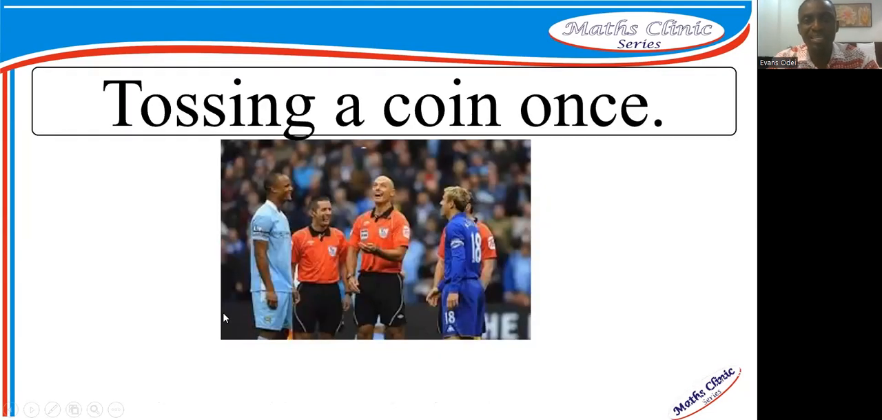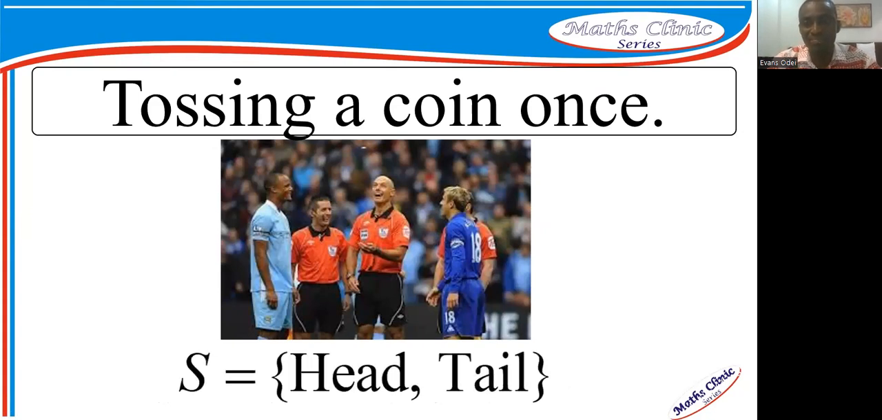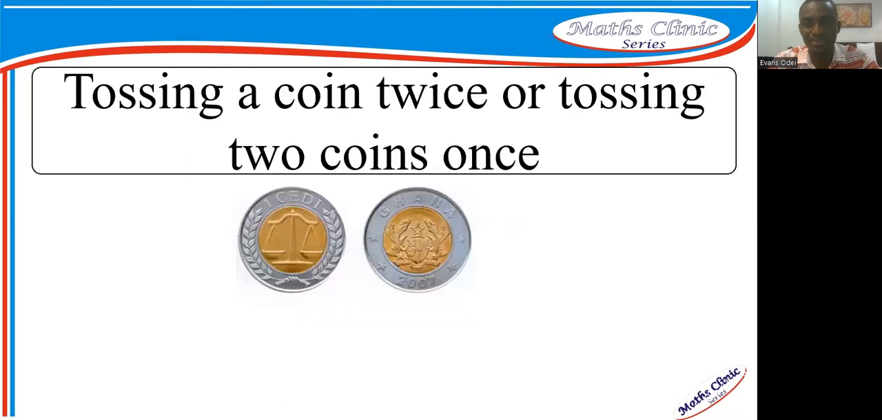All right. Then another example is tossing a coin once. If you toss a coin once, what are the possible outcomes? A coin can appear either head or tail. Remember, a coin has a 50-50 chance of happening, that is, if the coin is not biased. And so the sample space is head and tail. You can be writing all these facts down because you need to use them as a form of revision.